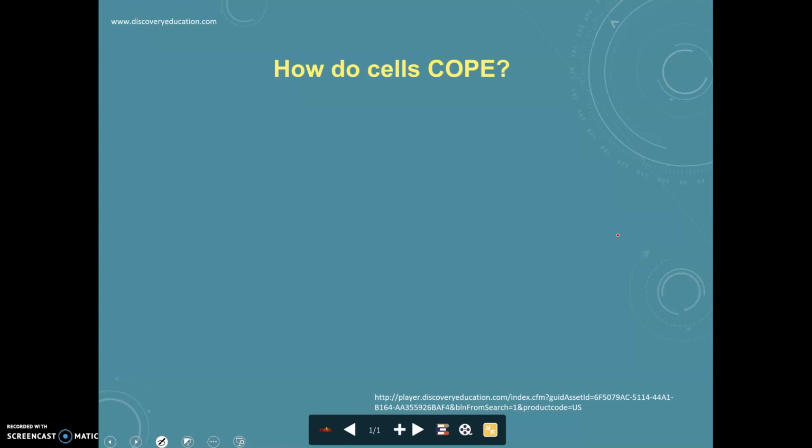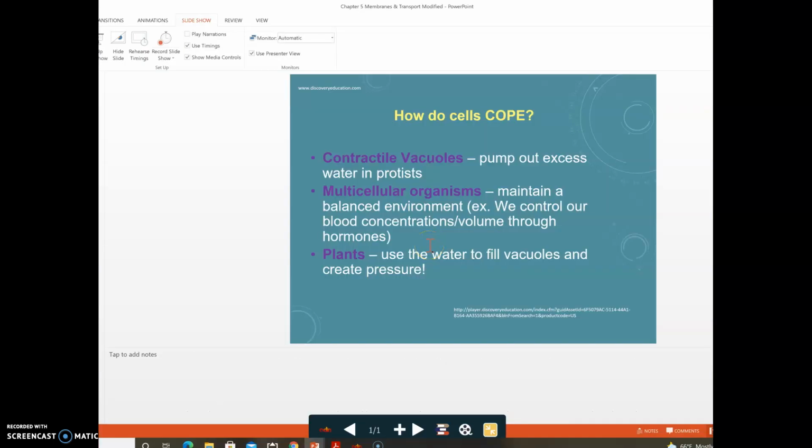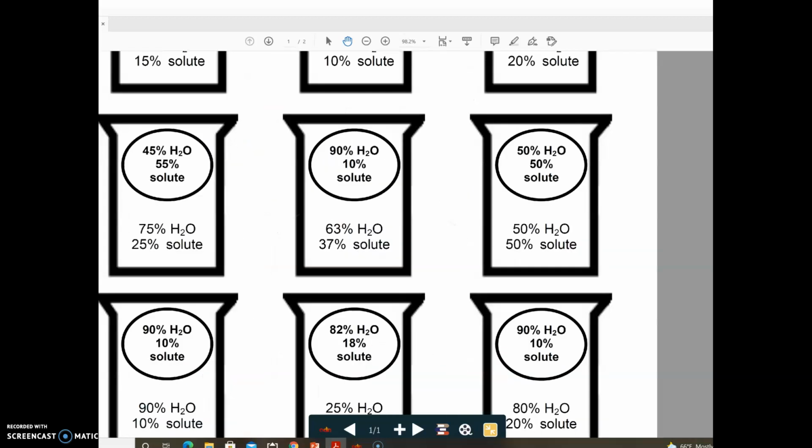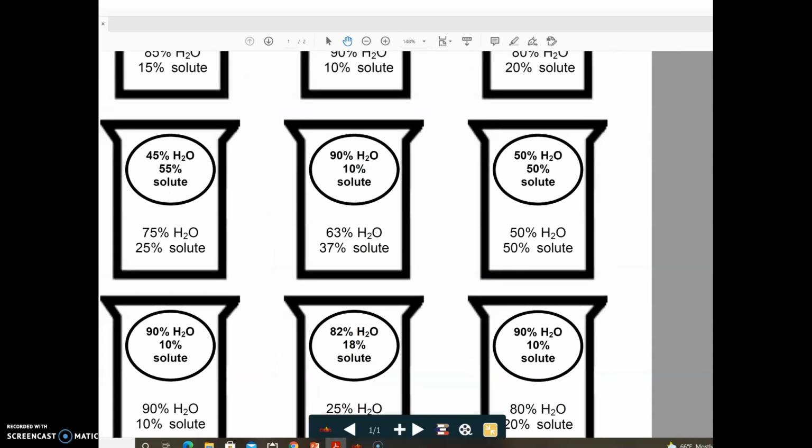All right. Next time we're going to talk about how cells cope, but I do want to show you very quickly a couple of practice problems. We were doing a worksheet in class, so in case you were absent, I wanted to show you a couple of practice problems. On these, they give you the solute. Let's just do these three. They give you the solute and the water on each side. They want to know, is the outside hyper or hypo or isotonic to the inside?